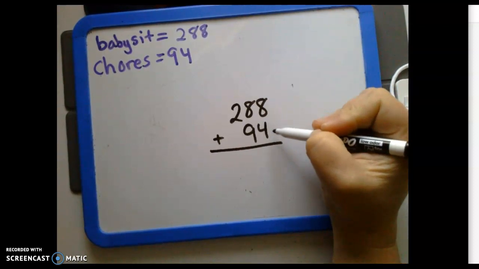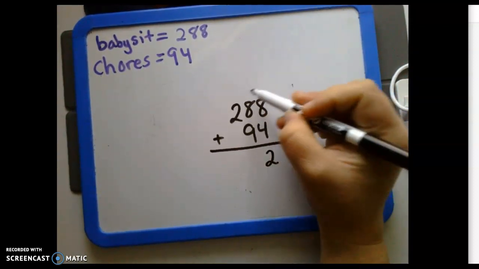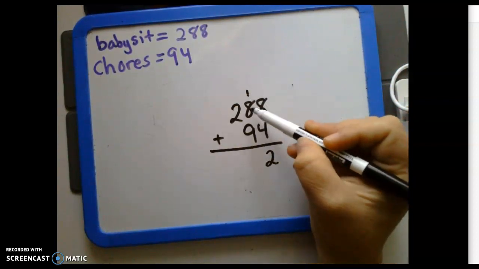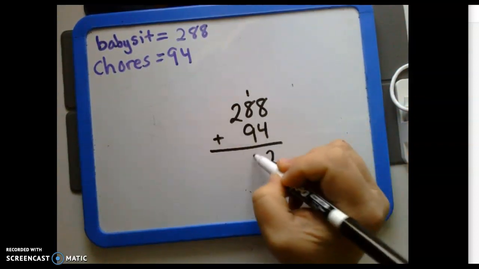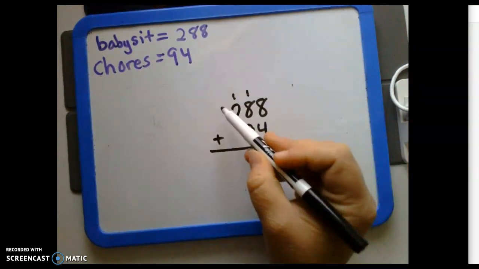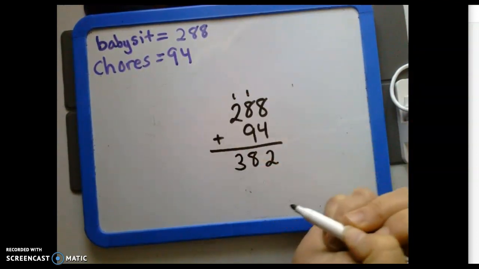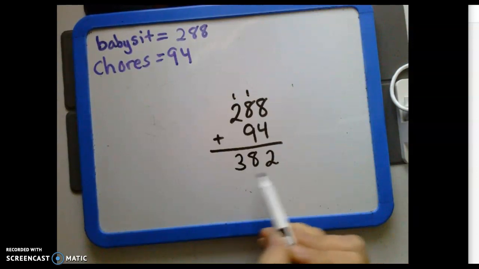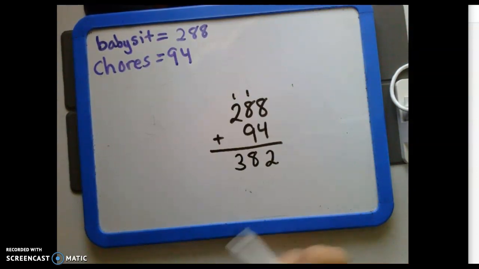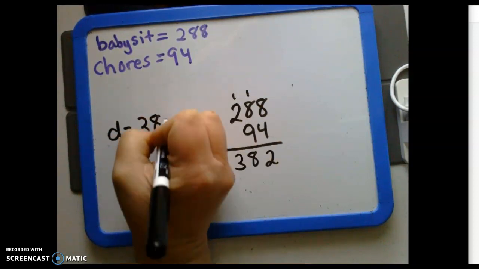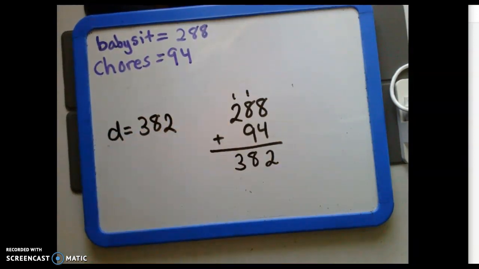8 plus 4, 12. Carry my 1. 8 plus 1 is 9, plus 9 more, 18. Carry my 1. And 2 plus 1 is 3. So C says, how much money does Eloise earn in all? That's our answer. So D equals 382. Eloise earns $382.